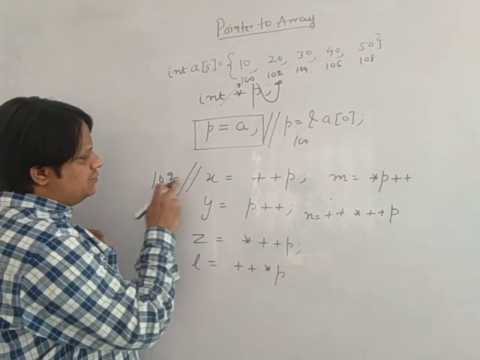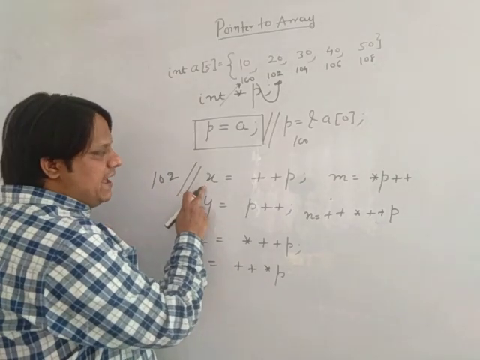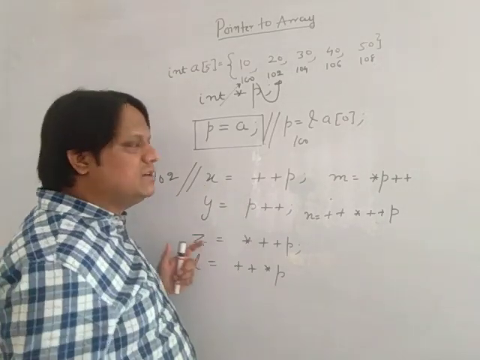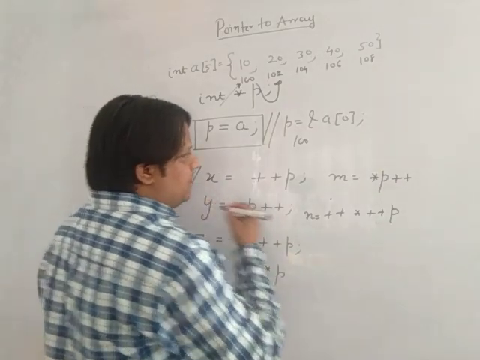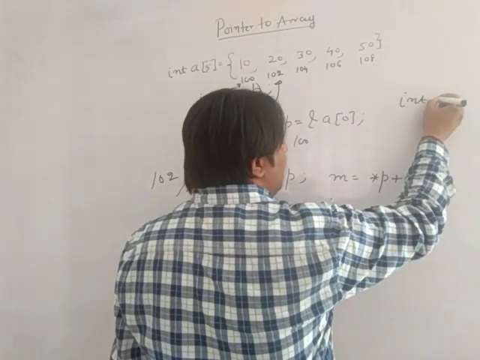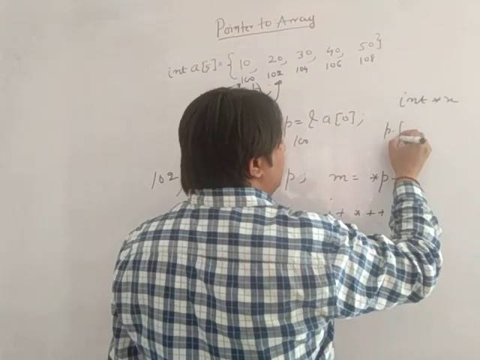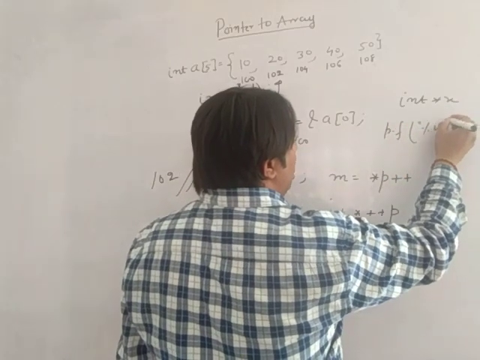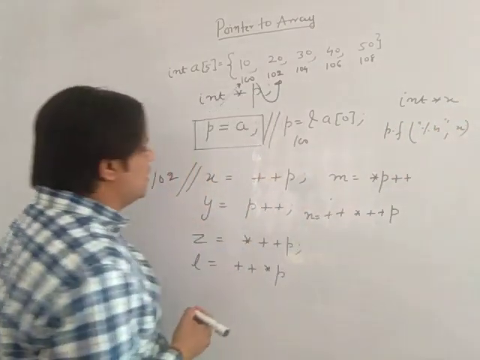In order to print this, you have to take a pointer variable x and print it by using %u. For example, you want to print this value, you have to take a pointer int *x, and you can write printf("%u", x). It will print the value 102.